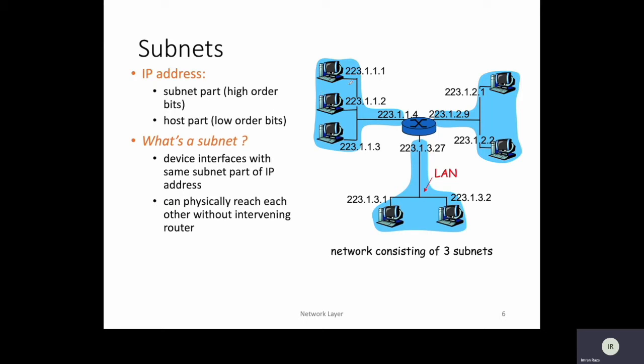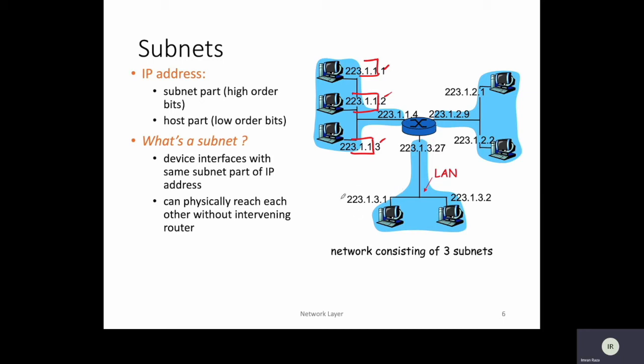In subnets, the subnet part is basically the higher order bits, right? And all the machines in a subnet share the same value of the higher order bits, right? So for example, I can say this represents the subnet part, and these bits represent the host portion, right?